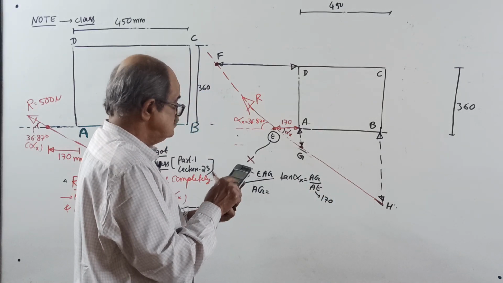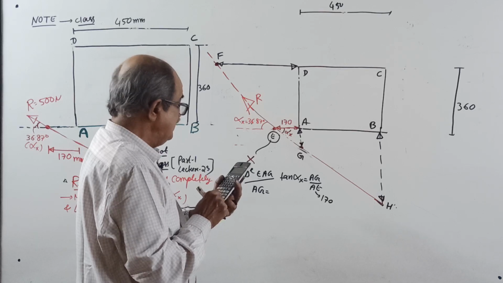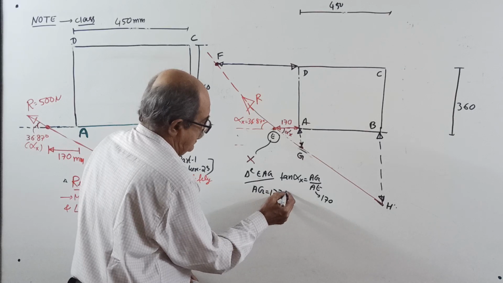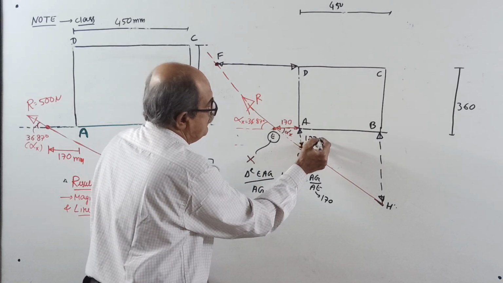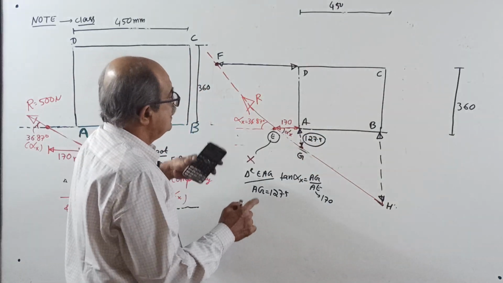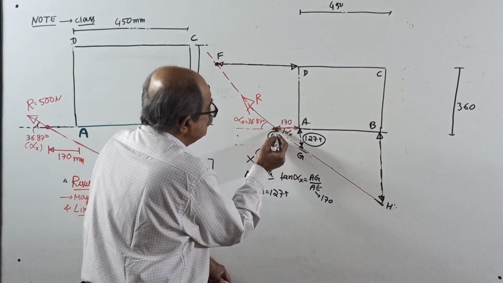AE is already equal to 170. Alpha is known. 170 into tan 36.87 is 127.5. So I will enter the answer here. This is 127.5, rounded off, just now calculated. Now I want this answer. How to get it? Use this full number.